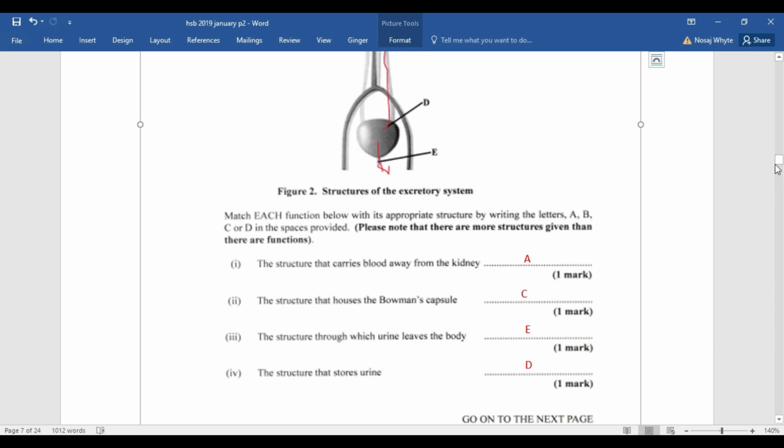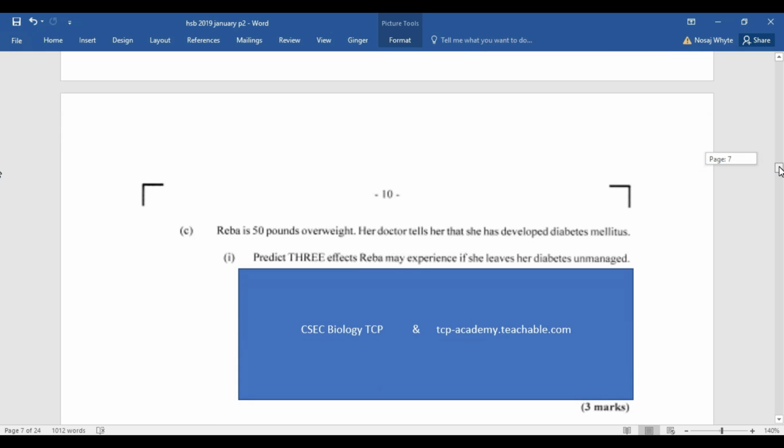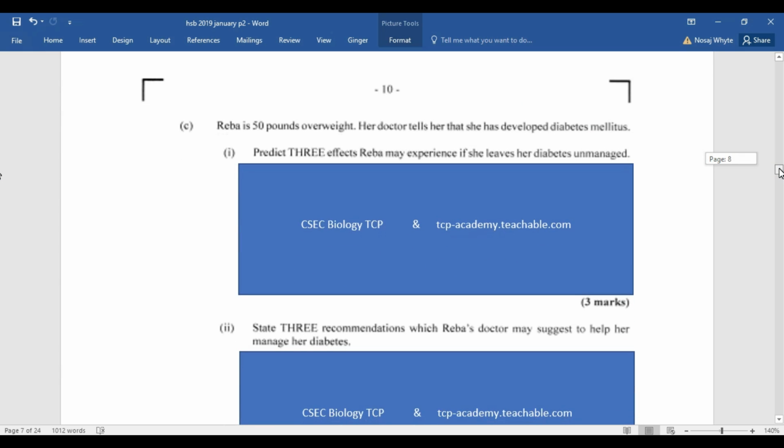The structure through which urine leaves the body, that's going to be E. It is going to be through the urethra, and the structure that stores urine, that's going to be D there. It's going to be the bladder any day of the week. And we move on down.